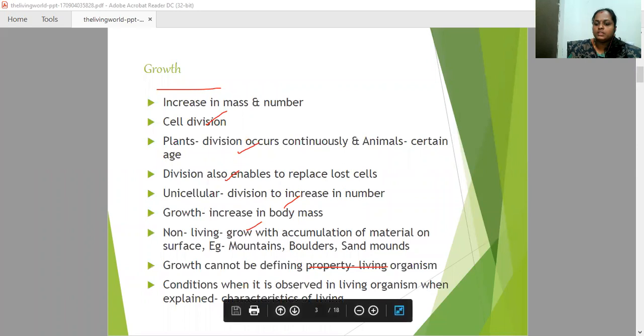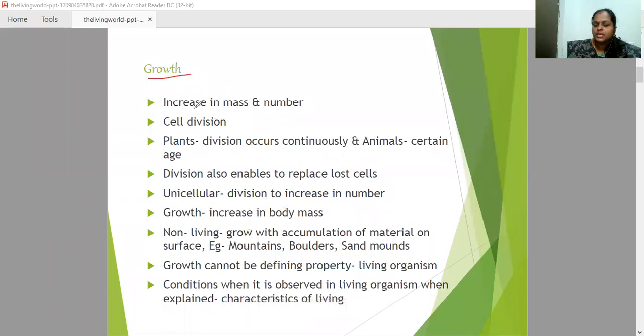First, we'll move on with growth. First see what growth means. It is an increase in mass and number, which leads to growth, and it is an internal process which takes place inside the body by dividing the cell, that is cell division. In plants, division occurs continuously till their death. It is a continuous process, but in animals it is only up to a certain age. That point you need to remember.